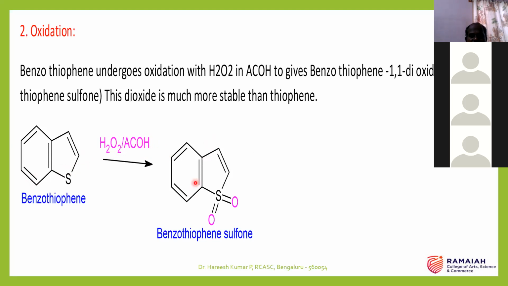One more name is there for this. So what you can say is that this is number 1, so that means 1,1 dioxa. 1,1 dioxa thiophene sulfone is one more name for this benzo-thiophene sulfone. So with this, I will go to the next slide.